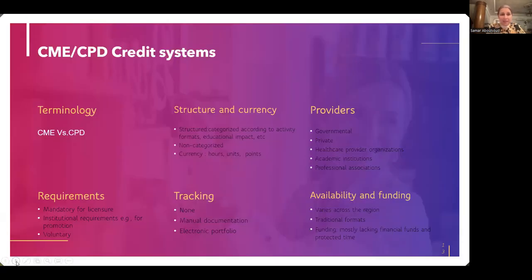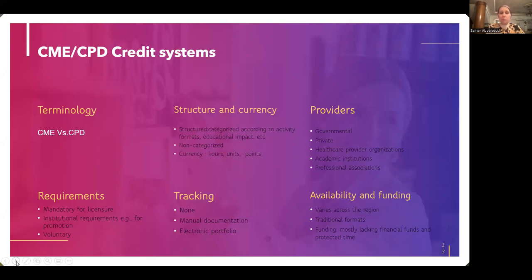Starting with the CME CPD credit systems, I selected some items to highlight across the MENA region. First, the terminology. There is an issue in terminology in the CME CPD credit systems and accreditation. Different countries and regions use different terminologies. That's why many big organizations, institutions and bodies, like the International Academy of CPD Accreditation, started developing a glossary of terms for consistency of terminology across the world.